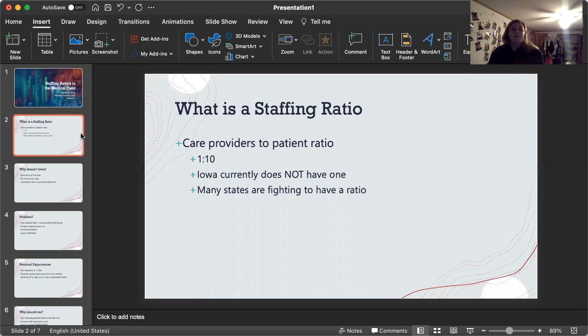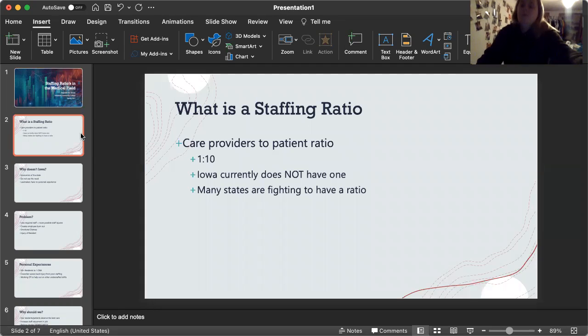So, what is a staffing ratio? A staffing ratio is a ratio of care providers, whether that be nurses, CNAs, techs, whatever, to patients. So an ideal ratio would be 1 aide, nurse, whatever your policy is for your building, to 10 patients or less. It gets a little hectic after 10.